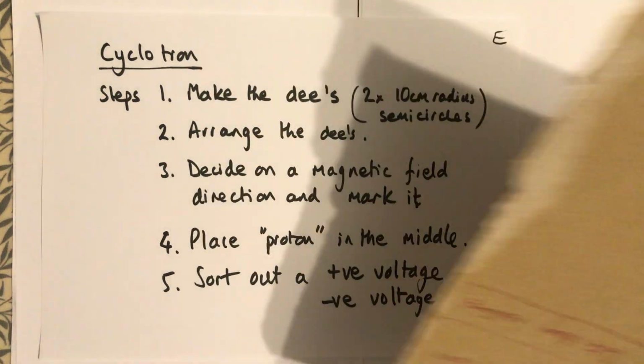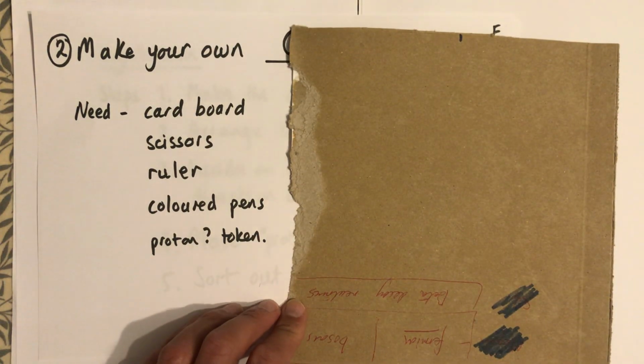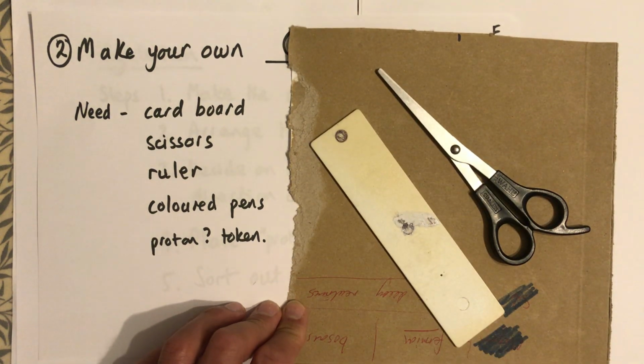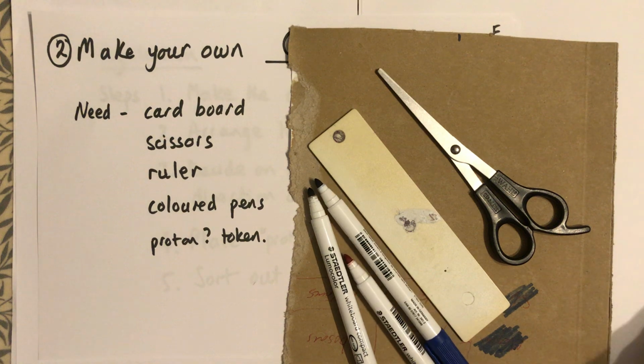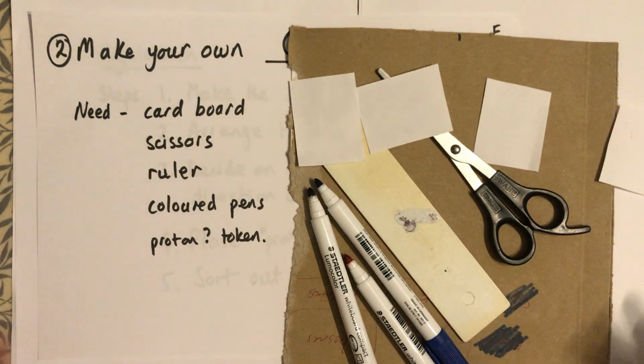Okay. Oh, I've got the wrong page. Crazy. Do apologise. You need cardboard. You need scissors. You need a ruler. And probably some coloured pens and a few bits of paper or anything that you can improvise into these rolls.